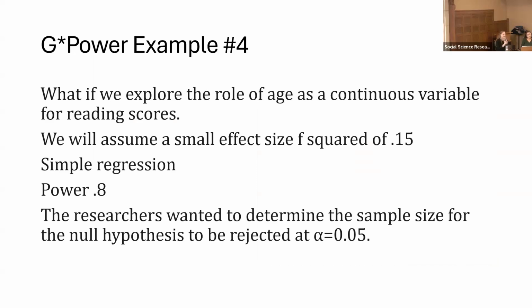All right, so last example is, what if we explore the role of age as a continuous variable? So now we're getting into regression area. We're going to be just doing a G power for a simple regression here. So let's assume a small effect size. We'll do 0.15 here. It will be a simple regression, like I said, and let's go with a power of 0.8, just so that we get used to changing some more of those input parameters. And let's pretend that we want to determine the sample size to be able to reject at an alpha of 0.05. We'll give you a minute or two.